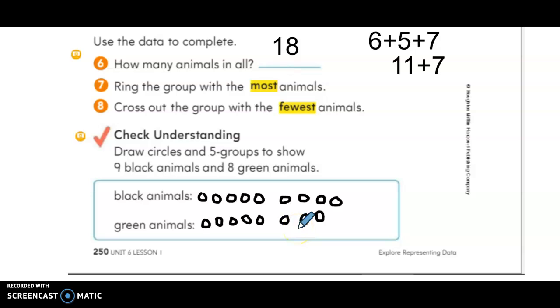All right? So today we were sorting our data and representing with 5 group circles and counting up and sorting. And we discussed our vocabulary. So tomorrow we will dive into the next section. Thank you.